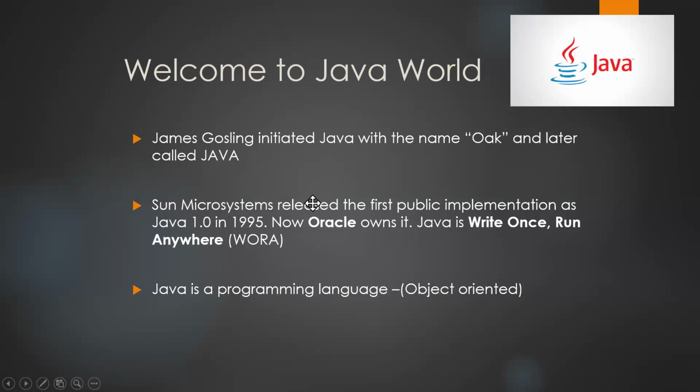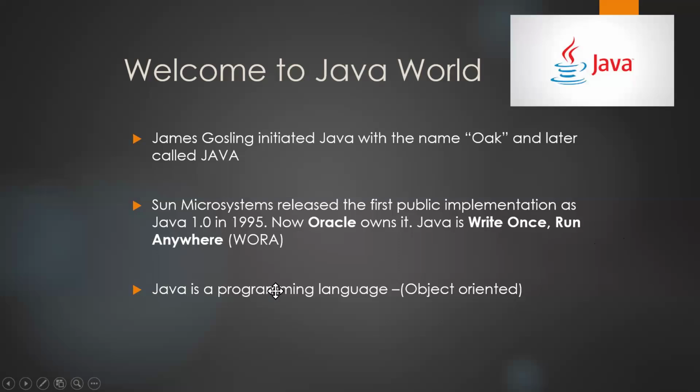Sun Microsystems was the first owner of Java until 1995. Then Oracle took over and Oracle is now the owner of Java. One good feature about Java is WORA, which is nothing but write once, run anywhere. So when I come to the concept of platform independence, there you will understand the meaning of write once and run anywhere. It's a very good, beautiful feature about Java.